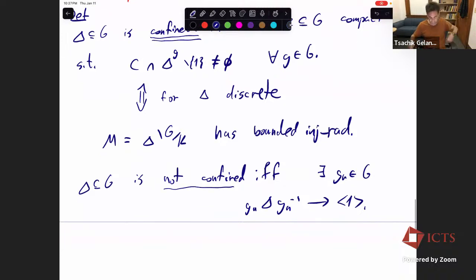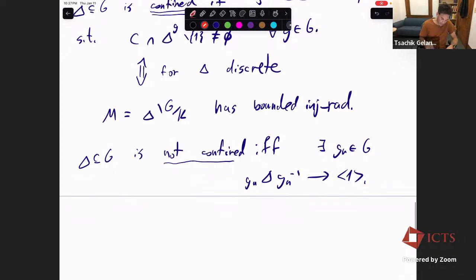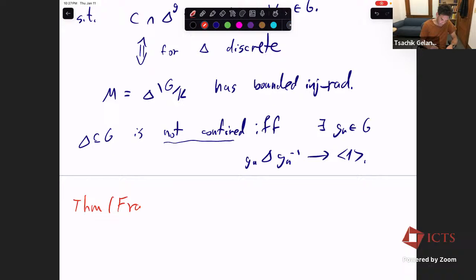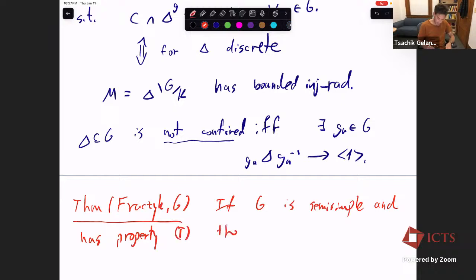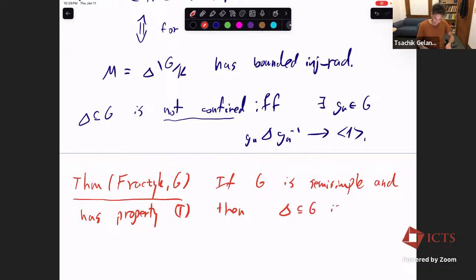So that's a confined subgroup, and the conjecture that we proved, in higher rank, so the theorem is that, if G is semi-simple and has property T, then delta in G is confined if and only if delta contains a lattice in a factor.